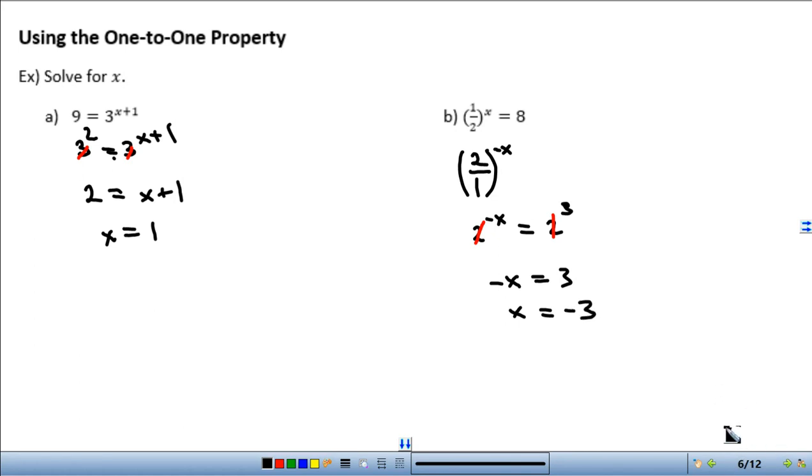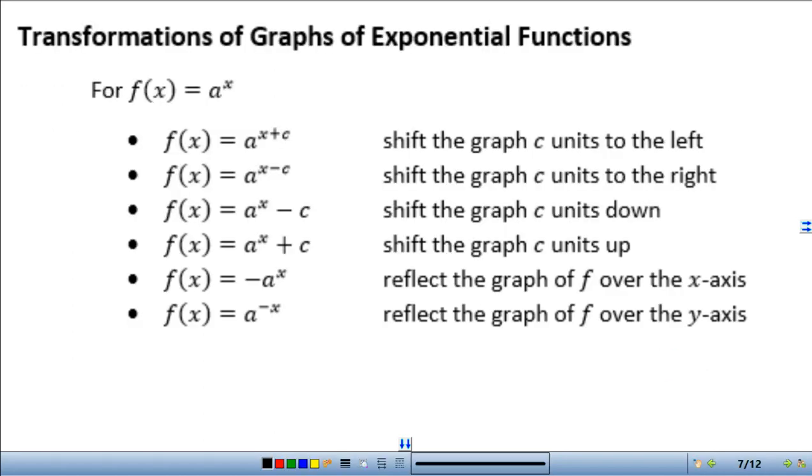It's called the one-to-one property. And now the basic rule is get both sides to be the powers of the same base. And then from there, you can cancel out your bases. You can also do transformations.